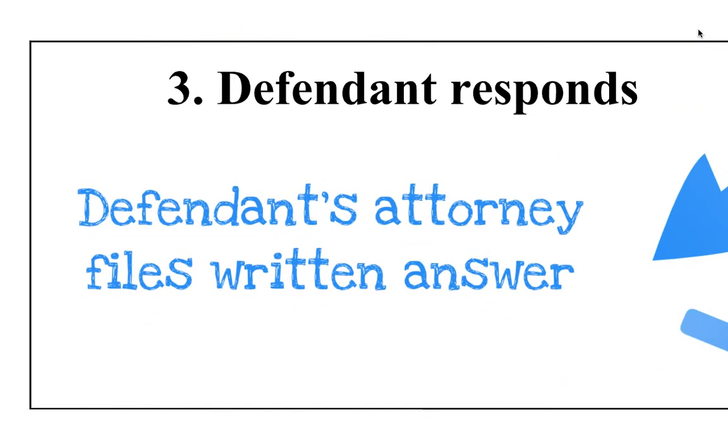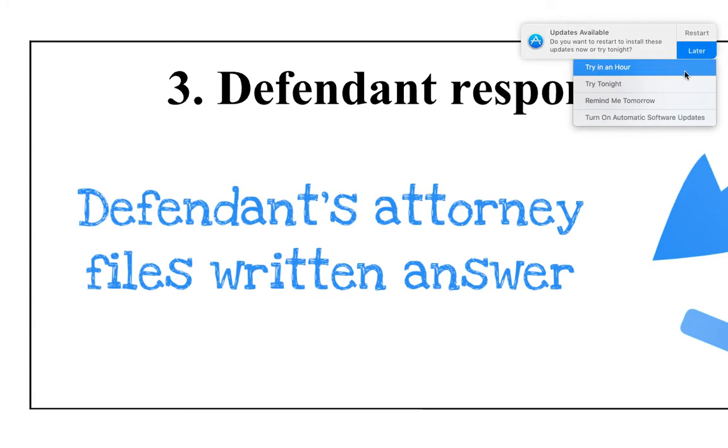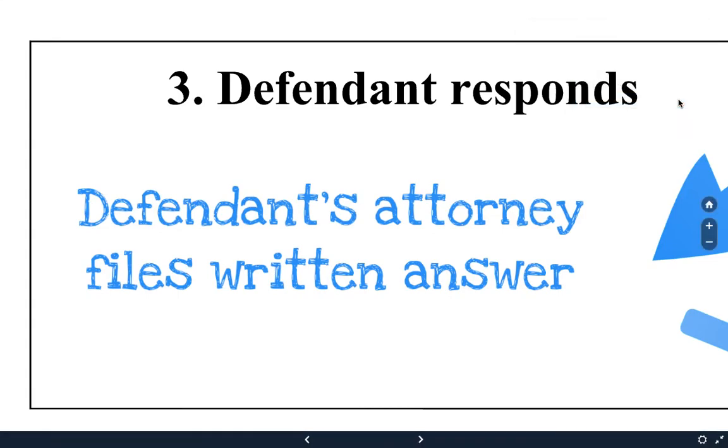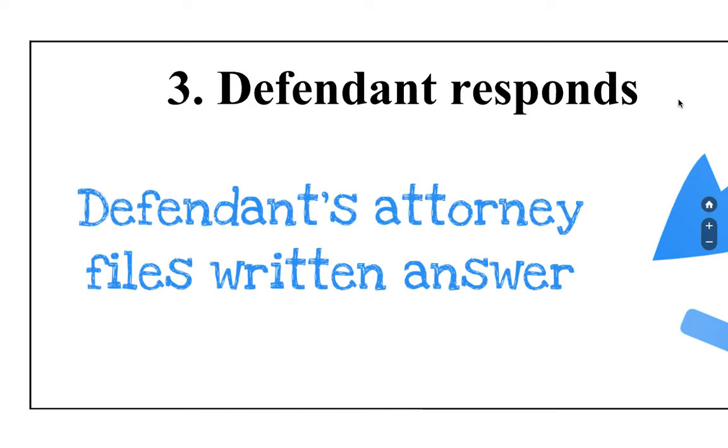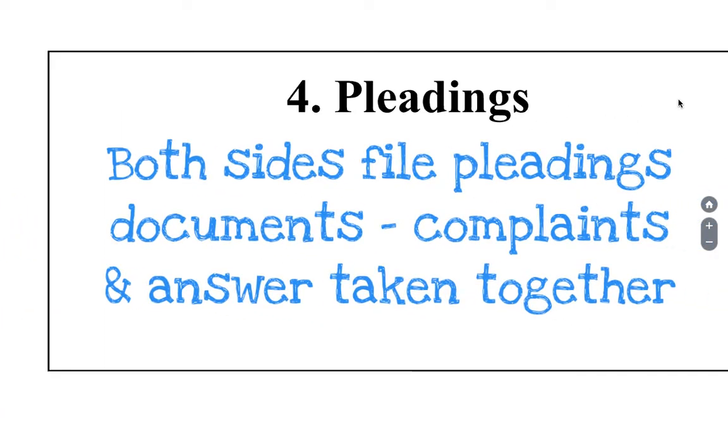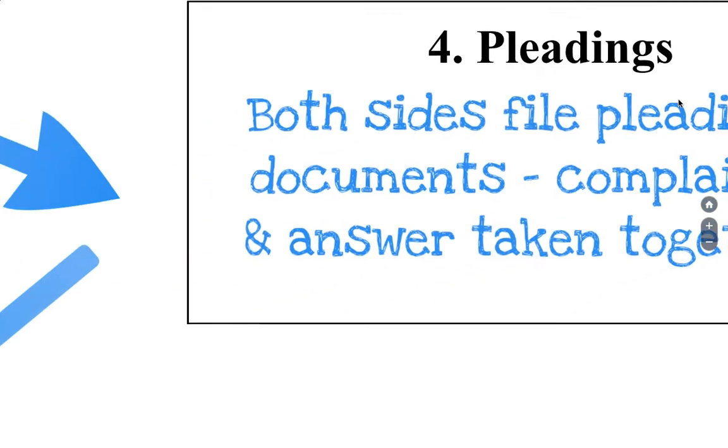The defendant will respond. So the defendant, obviously, just like in a criminal case, you have the right to defend yourself. So the defendant's attorney files a written answer. And that written answer could be any number of things. They could say, yeah, we did it, but we don't have the money, or no, we didn't do it. This is what really happened. It could really be anything. Then they go to court and they plead, or both sides file their pleadings and they argue it out. So they just give their side of the story.